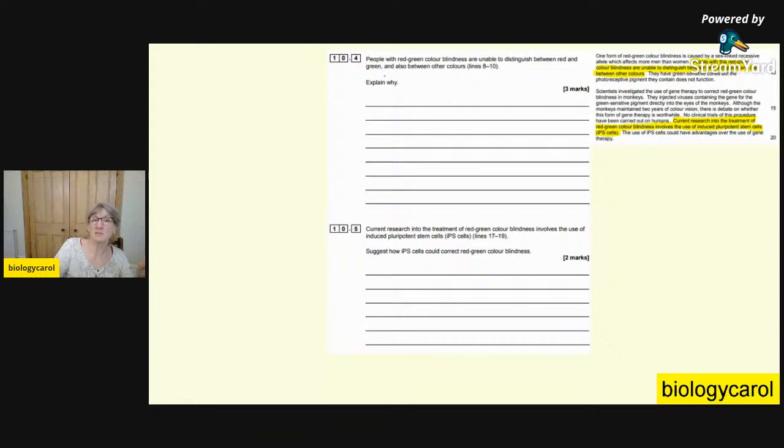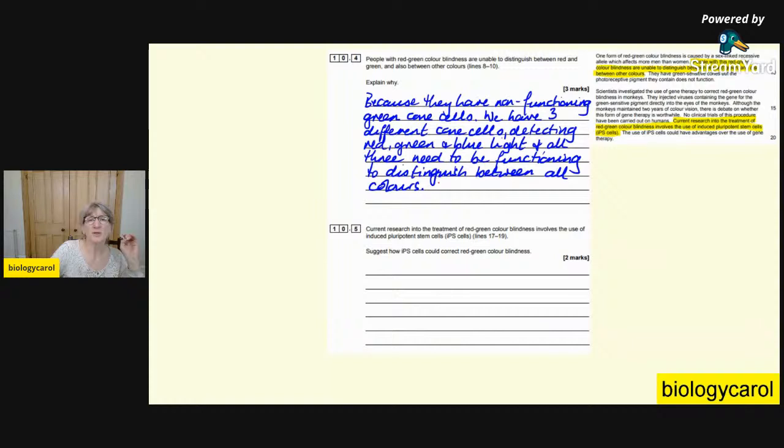Well, that is because cones are the cells that detect light, and we have 3 different types. We have red cones, blue cones, and green cones in our eyes, each of which are sensitive to red light, blue light, and green light. And it's because you have to have all of those cones functioning for you to be able to see all shades of colour. So what did I put?